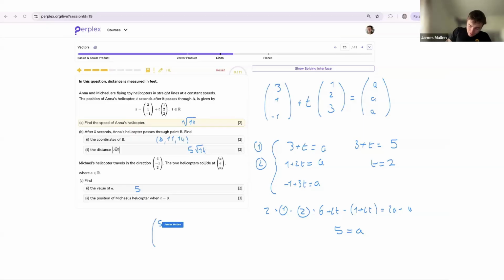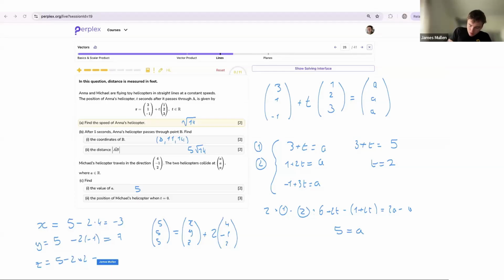So if it was at 5, 5, 5 when it passed through its initial point, let's say x, y, z, and then it did plus 2, because we found t is equal to 2 times 4, minus 1, 2. All right, so I can say x is going to be equal to 5 minus 2 times 4, which is equal to negative 3. Y is going to be 5 minus 2 times minus 1, which is going to be equal to 7. And z is going to be equal to 5 minus 2 times 2. That's going to be equal to 1.